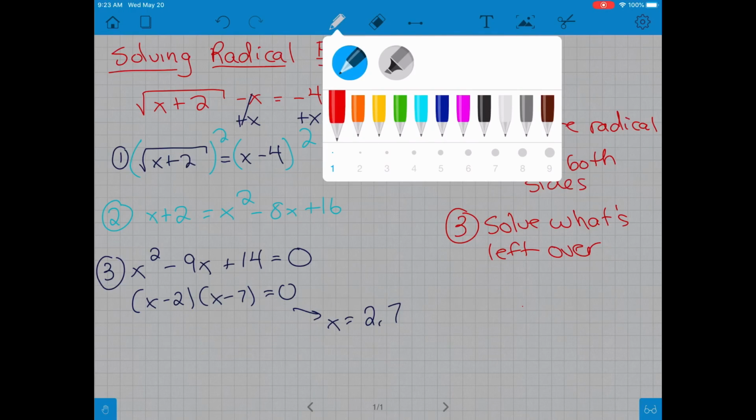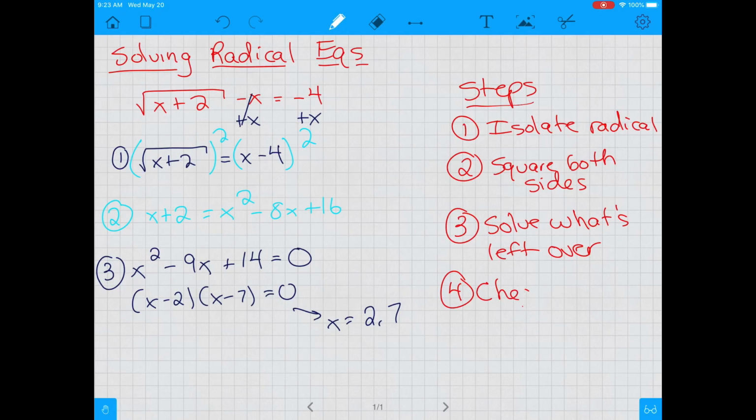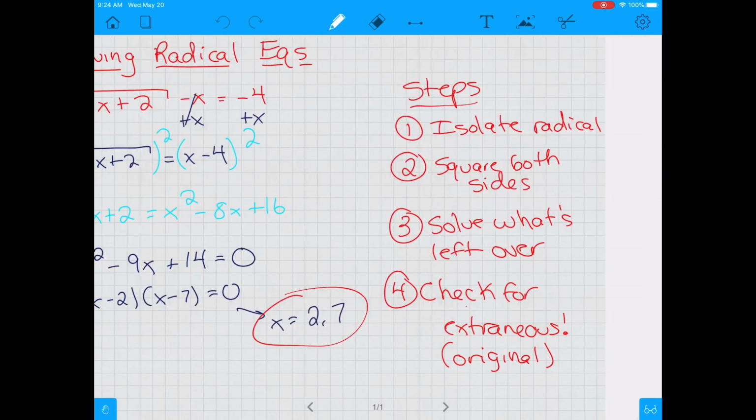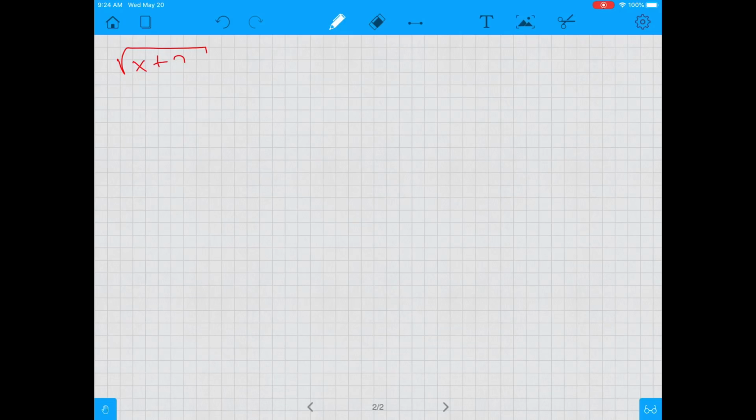Now, just like with rationals, though, I have to check for extraneous solutions. Meaning, I need to plug these things back in to make sure they actually work. And where do I plug them in? You always want to use the original equation. So I'm going to plug both of those in to make sure they work in my original equation. If I go back to this next page here, our original was square root of x plus 2 minus x equals negative 4.